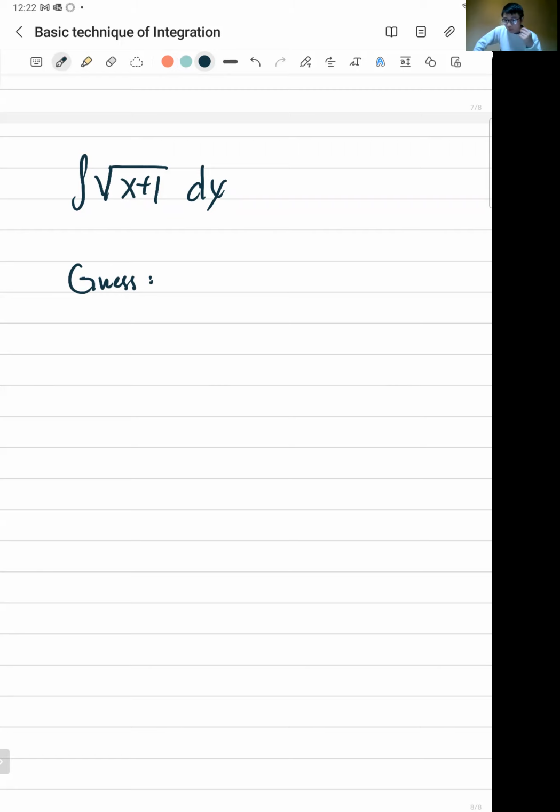The way we do guessing is that I start to think about what equation, if I differentiate it, can get me to this one. So I'm trying my best to think, right, I know x to the power 1. Okay, so 1 over 2, I try to make this one plus 1, the same thing is 1 over 2 plus 1.